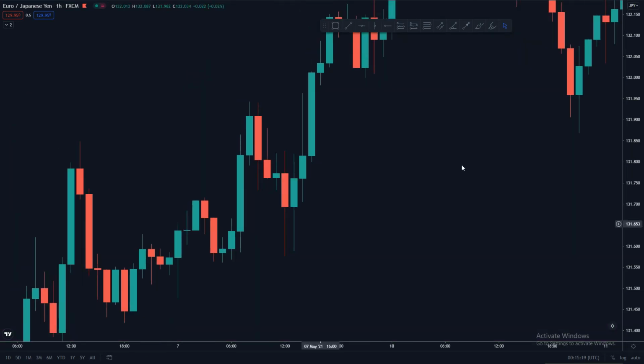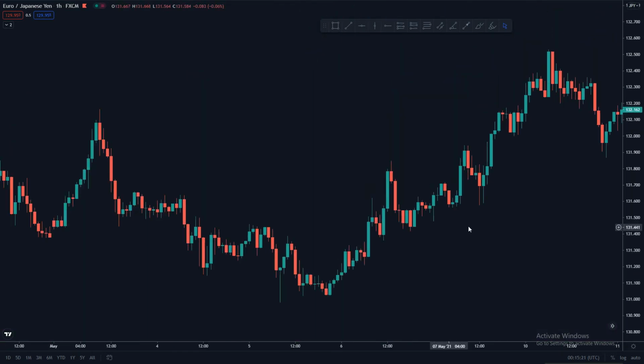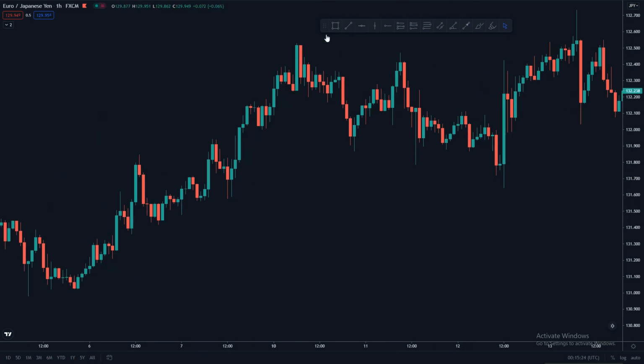Let me identify another order block here. So now we have this high, right? We need this high to be broken, right? And what happened? This here, it was broken with this move. So the last bearish candle, where is it? Here. Perfect.